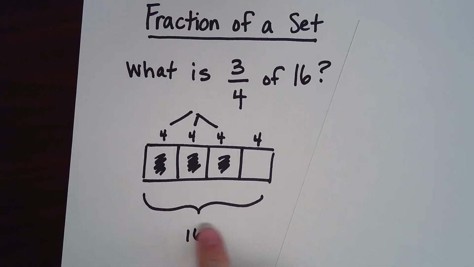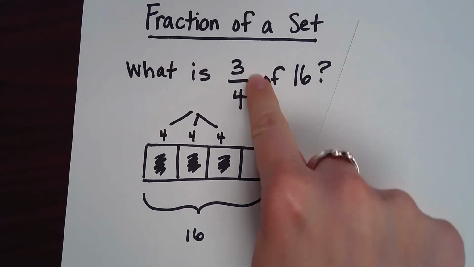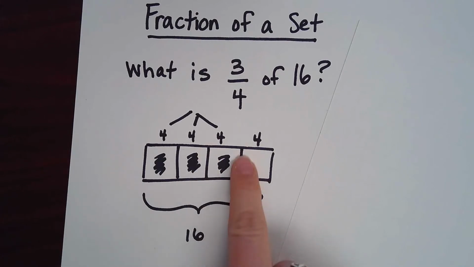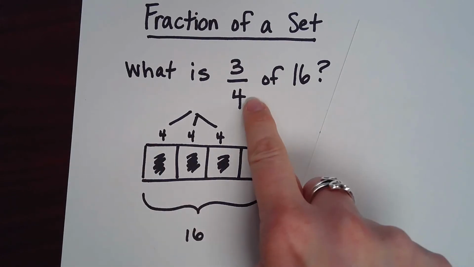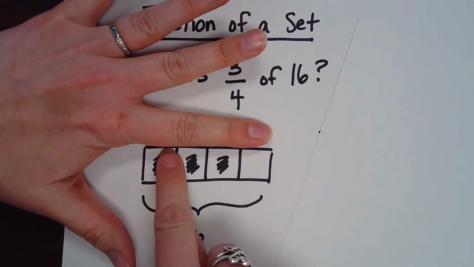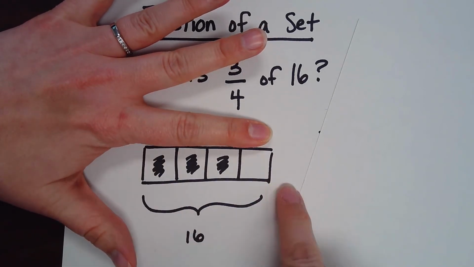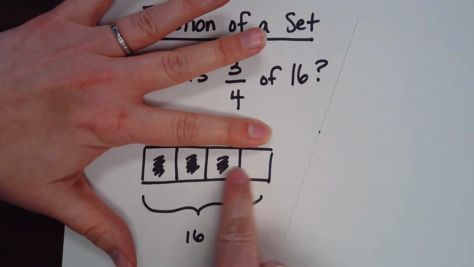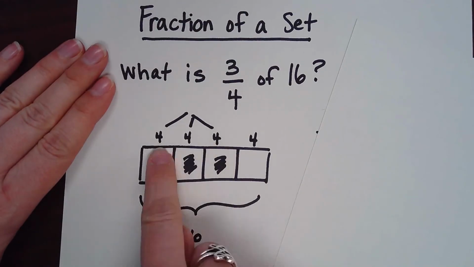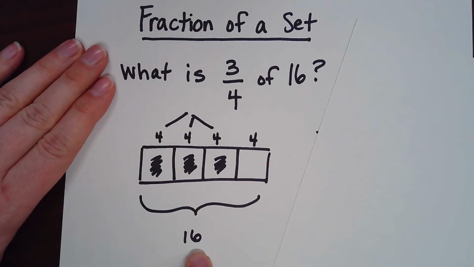Now the second half is that we need to split this up into fourths. So we're going to split this rectangle into 4 equal parts because that's what our denominator tells us. And if there are 4 equal parts and the whole is 16, then we know that each part has to equal 4, right? Because 4 times 4 is 16.